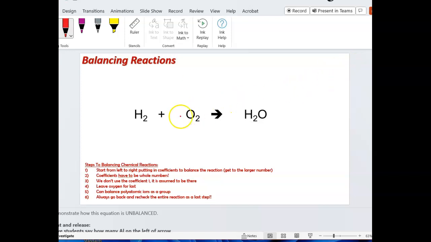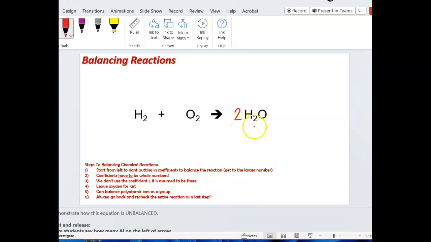So in this case, I'm going to go left to right. I have 2 hydrogens that went into the reaction and 2 hydrogens that came out. I have 2 oxygens that went into the reaction and only 1 oxygen came out. So I have to fix oxygen. I can't change the subscripts, but I could put a coefficient in front, in this case 2. So now I have 2 oxygens that went into the reaction, and 2 times 1 is 2 oxygens that came out of the reaction. So I've fixed that, but in doing so, changed the hydrogen.